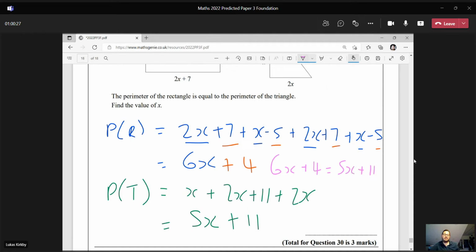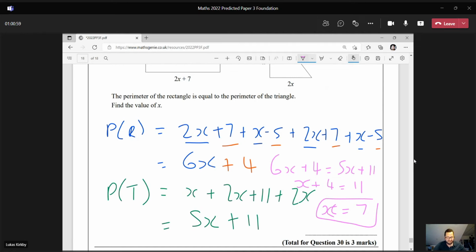So to solve this, I want to keep the x's on one side. I've got 6 on one, 5 on the other. So let's take away the lower number. Let's take away the 5. So if I take away 5x from one, that's going to disappear. And if I take away 5 from the other, I've got 6. Take away 5, I'm just going to be left with 1x. So this leaves me with x plus 4 equals 11. And then finally, I just want to take away the 4 from both sides, and I'm going to get that x is 7. Okay, that is supposed to be an x.